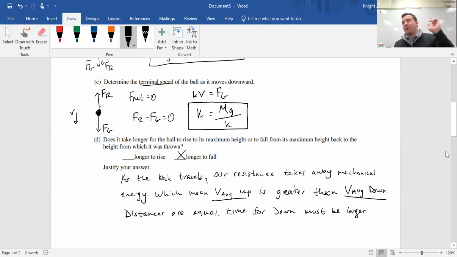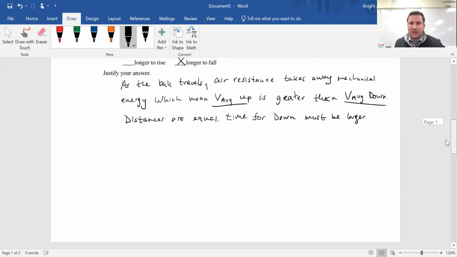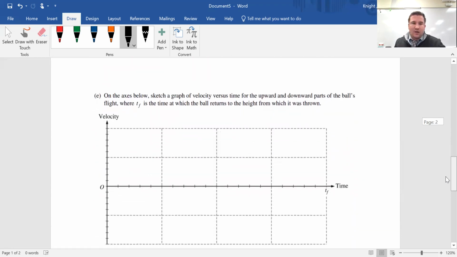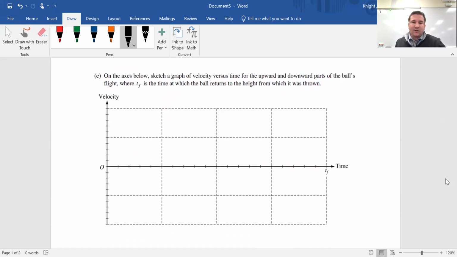So it does the upward motion quicker than it does the downward motion because we're constantly losing mechanical energy to those resistive forces. On the axis below, sketch a graph of velocity versus time for the upward and downward parts of the ball's flight, where TF is the time at which the ball returns to the height from which it was thrown.